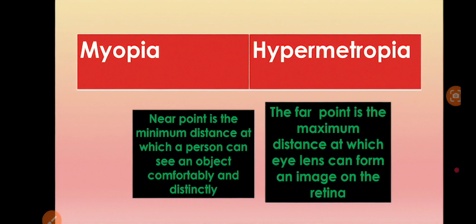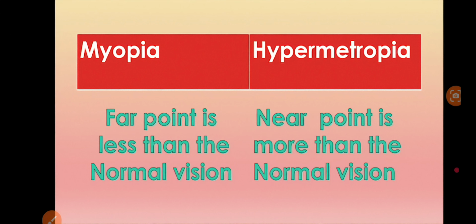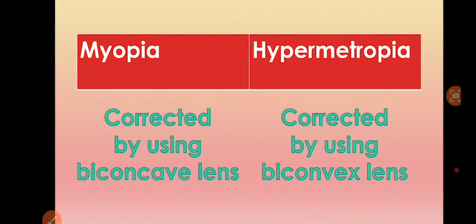For myopia, the far point is less than infinity. For hypermetropia, the near point is greater than 25 centimeters. Here we can see the far point is less than normal vision, and here the near point is more than the normal vision. Myopia is corrected by using a biconcave lens, and hypermetropia can be corrected by using a biconvex lens.